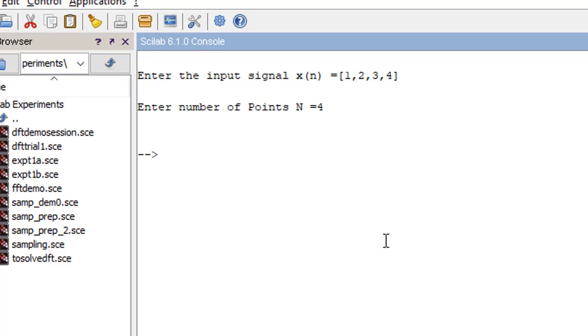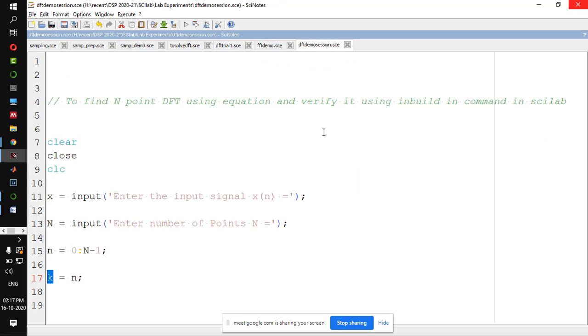No error, no issues, but I need to check what is there in k. I'll just type k and hit enter. So k is varying from 0 to N minus 1. Capital N is 4, so N minus 1 is 3, so k is varying from 0 to 3. Similarly, I want to check what is there in n. So n is also varying from 0 to 3. Fine, no issues. So we'll go back to the code.